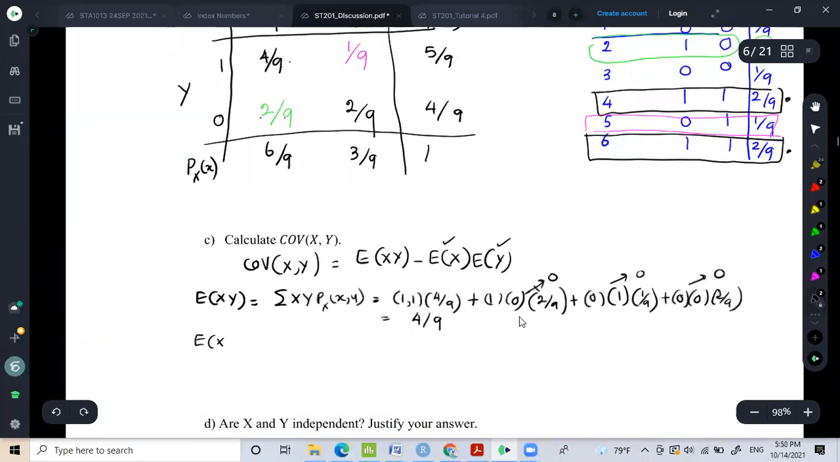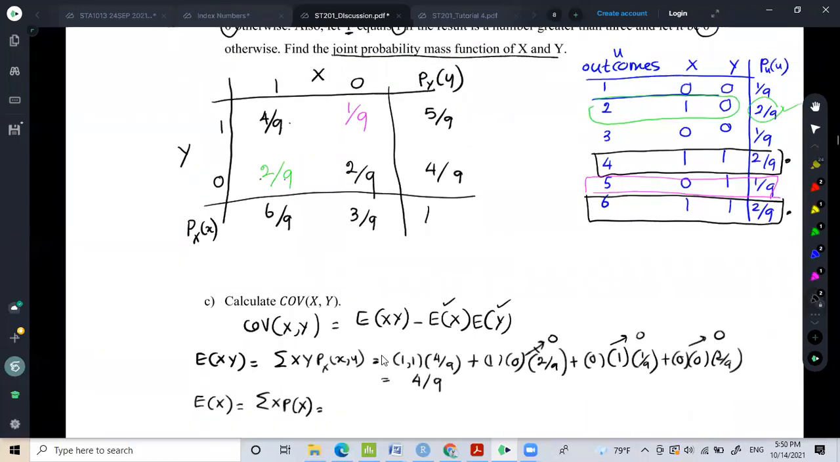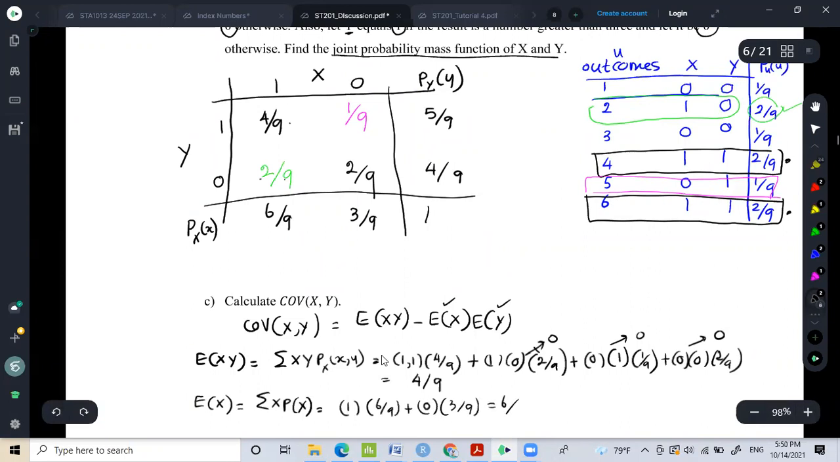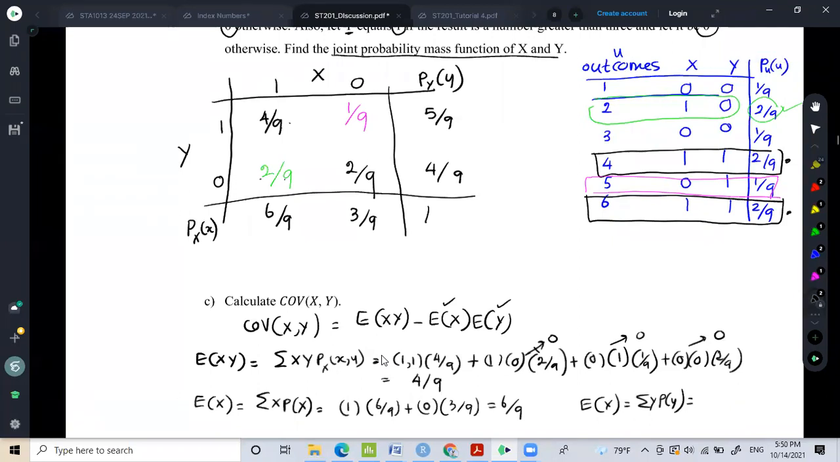Now let's find EX. That is sum of X times PX. X has only 2 values. It can be either 1 or 0. So when X is 1, its probability is 6 over 9. When X is 0, it doesn't matter. Multiplying by 0 will be 0 anyway. So EX is 6 over 9. And what will be EY? Rather than writing everything, you can easily figure it out. When Y is 1, 5 over 9, and when Y is 0, 4 over 9, it will be 0. It will be just 5 over 9.